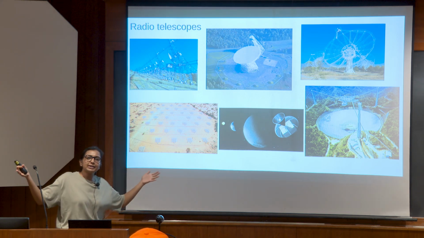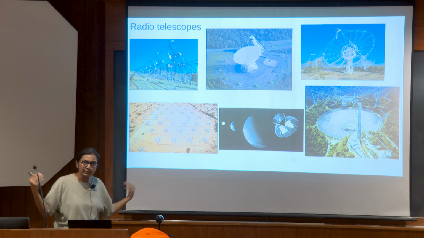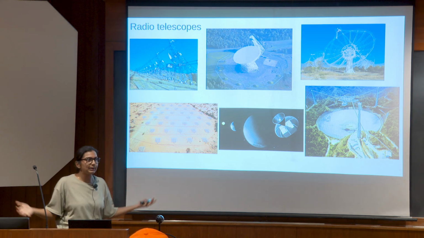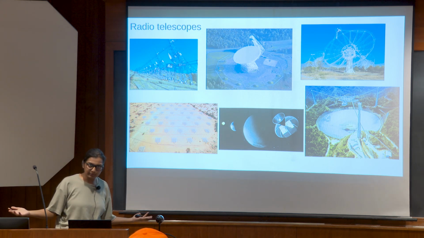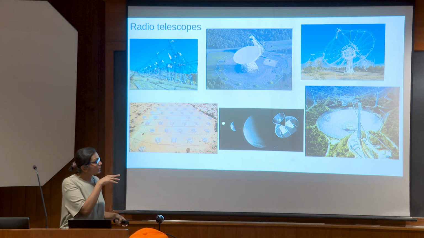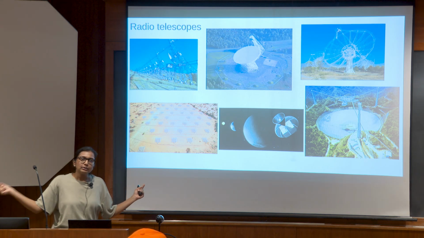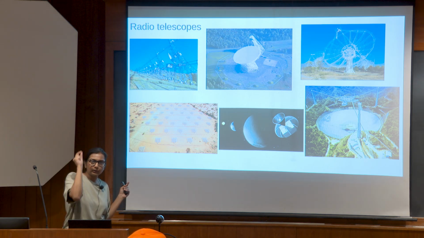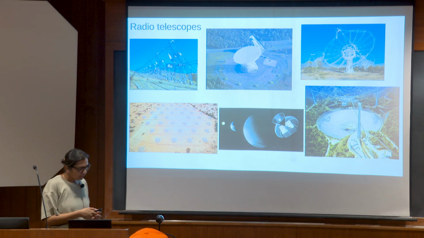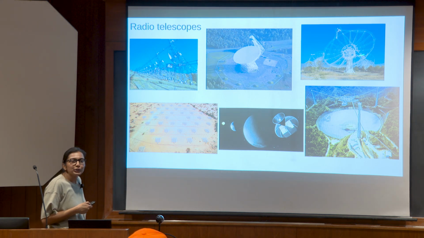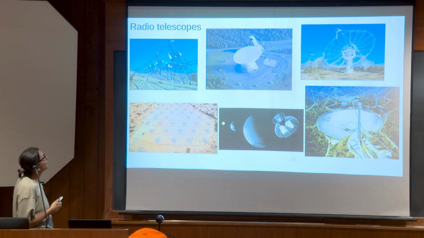The larger the size of this dish, the higher its collecting area, just like the name suggests, it's a bucket that collects light. So the more light it collects, the more sensitive it can be. We'll also come to the other concept, but the larger the dish, the smaller the objects it can see. The resolution is finer if you have a larger dish. So this, does anyone know which radio telescope this is? Yeah, okay, good. What about this?